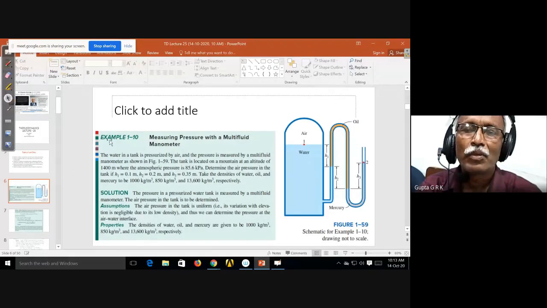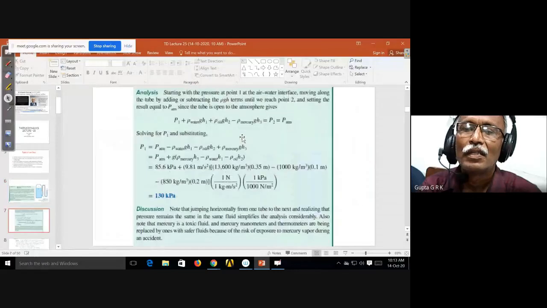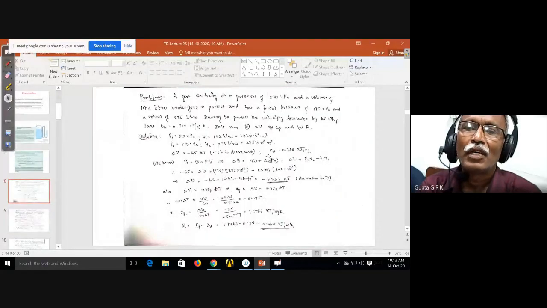I think there will be a problem on manometers. And then we discussed a problem using the first law and finding out the properties Cp, Cv, and R also. From delta U, you found out Cv, and then Cv is used to find R, and delta H is used to calculate the Cp, and R is calculated. That is the way we have done it.